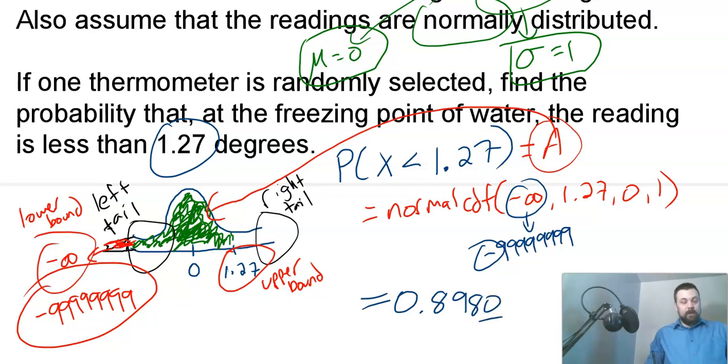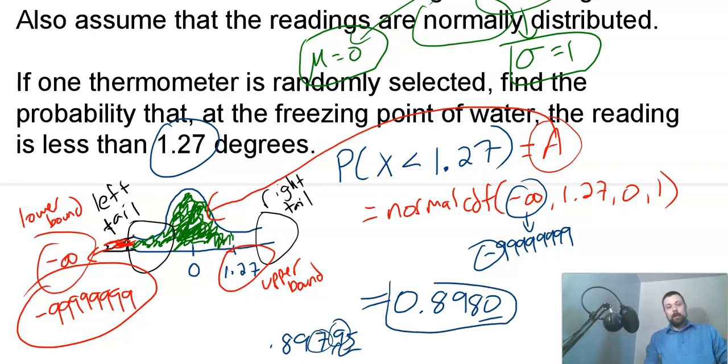If I'm going to round to 4 decimal places, it's actually 0.89795. But I want to round to the 4th decimal place, so I look at the 5th one. Well, that's a 5, which means this is going to round up, but it's a 9, so that has to roll over to 0, which is going to bump this 7 up to an 8. So we have to be careful about that. All right, so that's the probability you get.